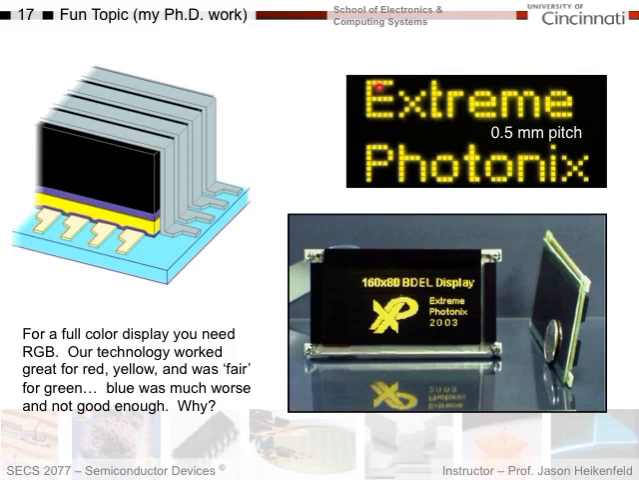But blue, which has the shortest wavelength and the highest energy, you could not get enough energy in the electrons without them running into the other atoms in the semiconductor to get blue emission. It would blow up before you could do that. And so that was ultimately another limitation we had, in that you really couldn't make a full color display out of this.